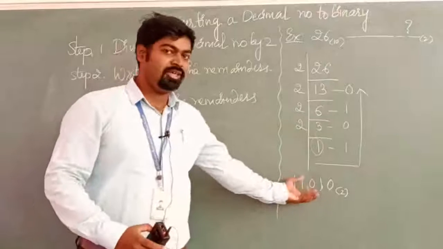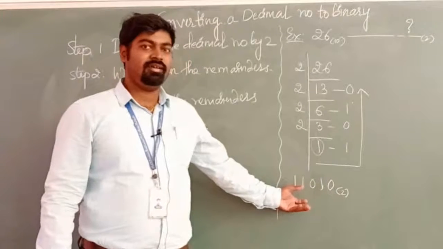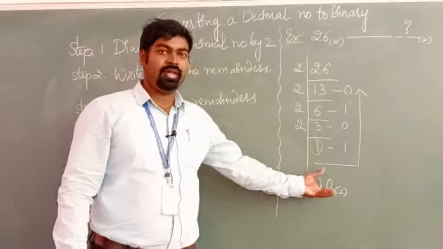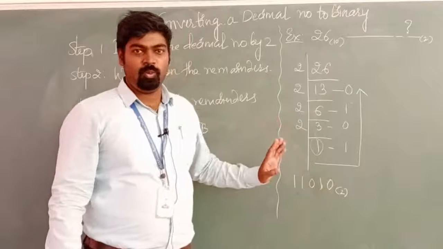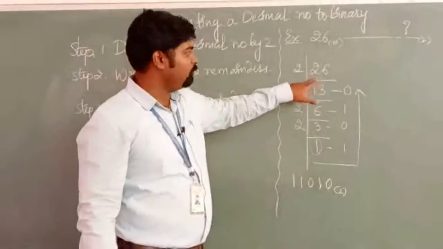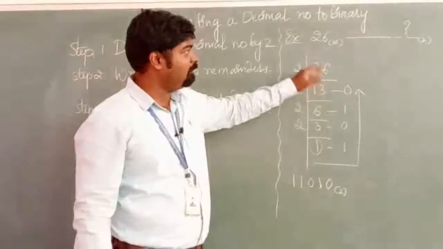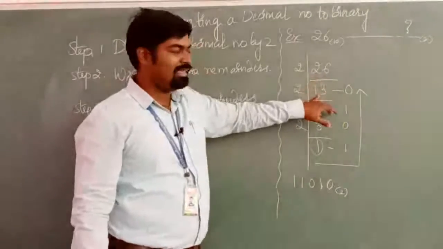So you can observe here, every digit is either 1 or 0, meaning all the combinations are only zeros and ones. So what we have done here: we have divided the number by 2, where 26 is the given decimal number, and we need to represent it in binary. So 2 times 13 is 26.